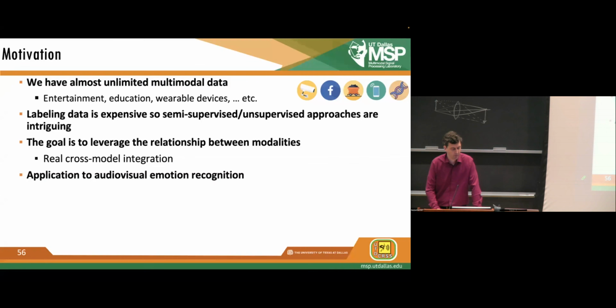So we have almost unlimited amount of data. Labeling the data is expensive, so we don't want to do that. We want to build supervised or semi-supervised models that can do that. And our goal is to leverage relationships that go beyond addition or concatenation of features. We want to build systems that really take advantage of using different modalities. We're going to build this model in the context of audiovisual emotion recognition.